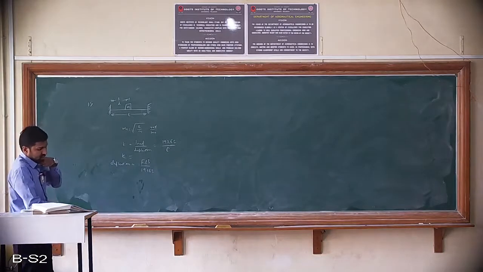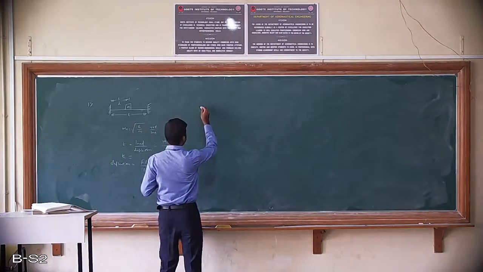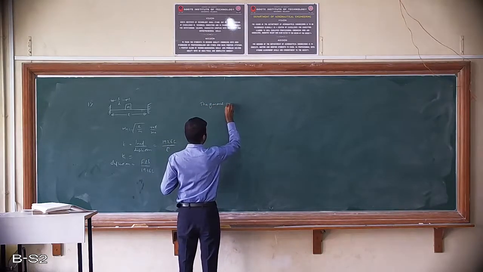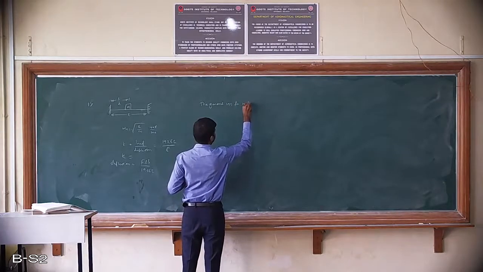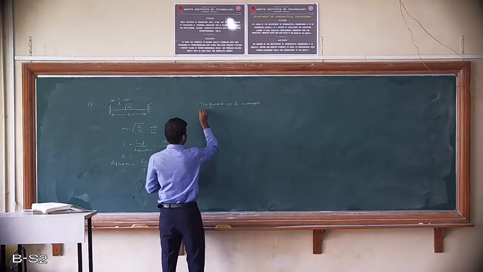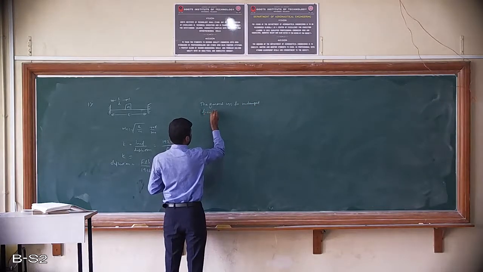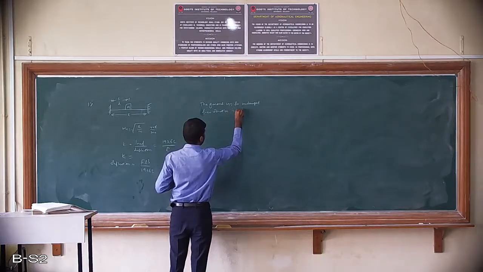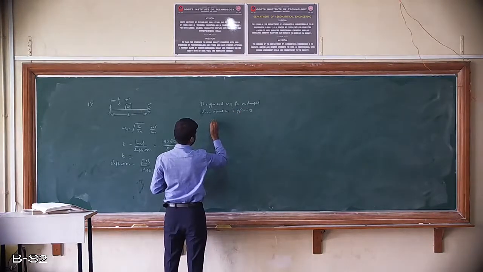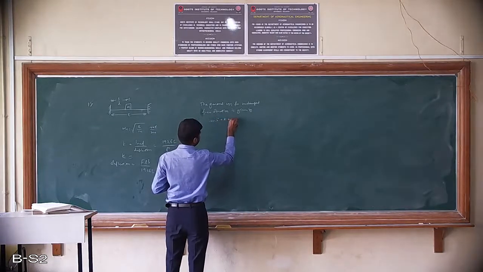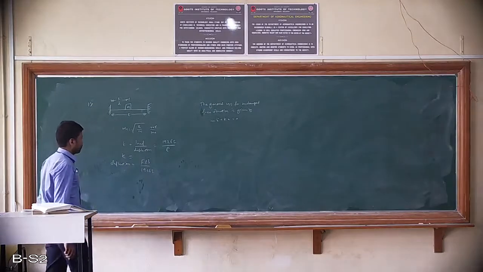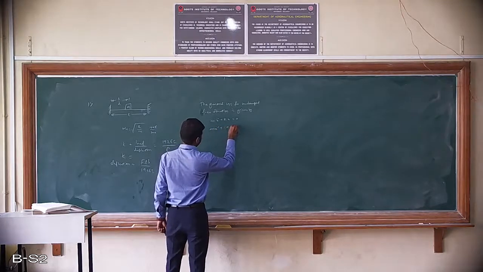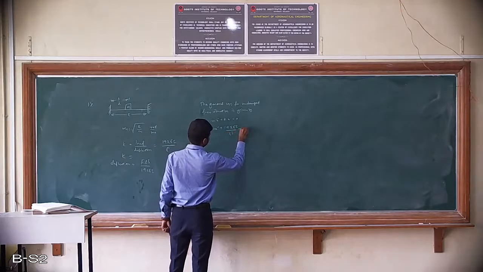Then use the general equation of undamped free vibration. The general equation for undamped free vibration is given by mx double dot plus kx is equal to 0. So we have the value for k, so substitute it. That is mx double dot plus 192 EI divided by L cube into x is equal to 0.